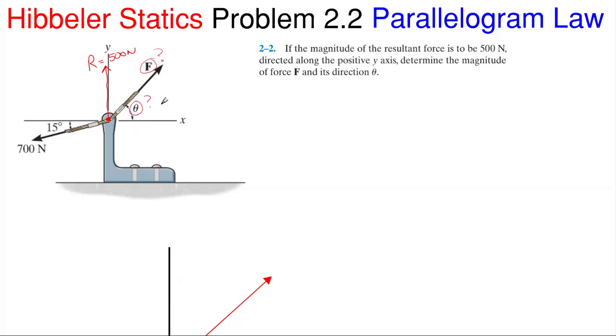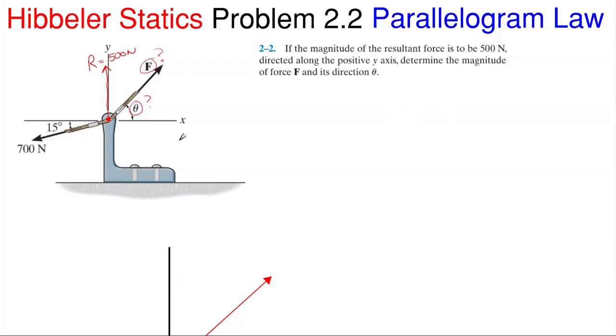So we have to find F and theta such that when it combines with the 700 newton component force, it creates a resultant force, a singular force along the y-axis of 500 newtons. We're going to be using the parallelogram law here because Hibbeler statics in problem 2.2, that section is using the parallelogram law. There would be an easier way, which is the rectangular components method, which we can talk about later when we get into later problems.